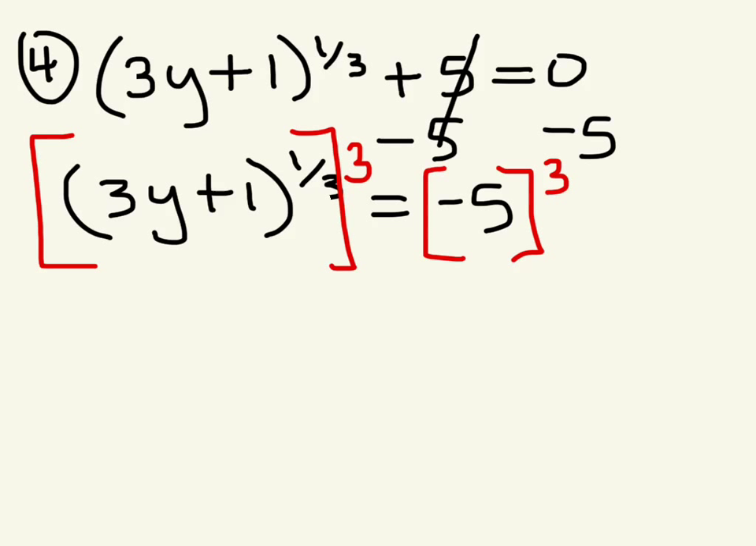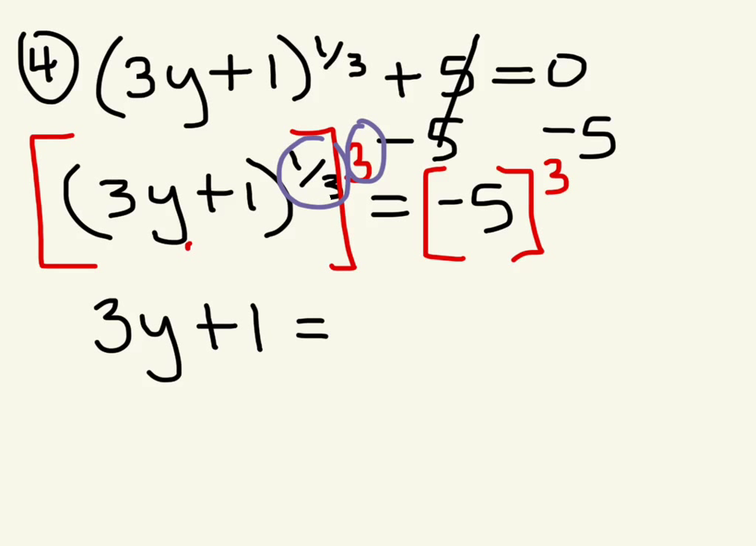See, what happens here is I'm using my exponent rule where I've got an expression of 3y plus 1 raised to the 1/3 raised to the third. Remember, a power raised to an exponent, what we do is multiply our exponents. So what is the product of 1/3 and 3? That would be 1. So the left side of my equation simplifies to 3y plus 1.